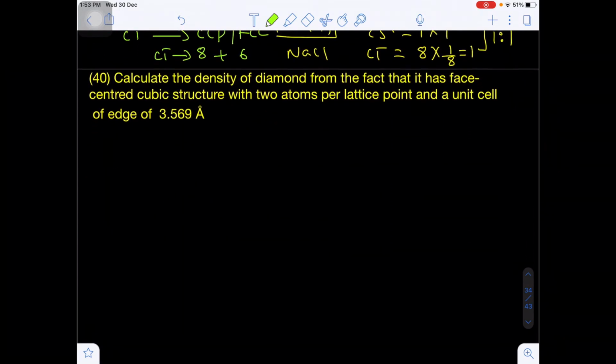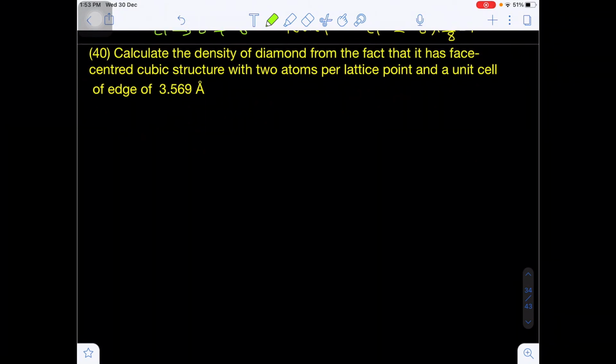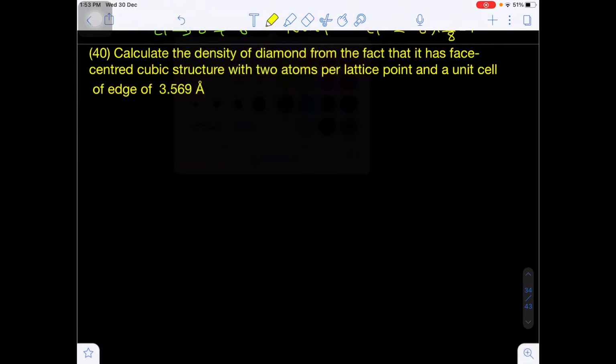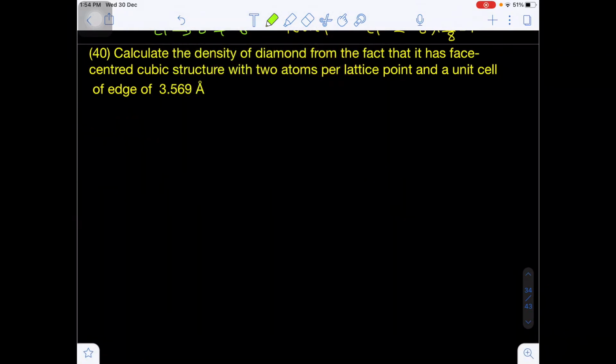Okay. Now here there are some questions regarding the calculation of the density of a unit cell. Question number 40 here. Calculate the density of diamond from the fact that it has a face centered cubic structure with 2 atoms per lattice point, and the unit cell edge length a is given as 3.569 angstroms. First of all, for the FCC unit cell, the number of atoms per unit cell will be equal to 4.